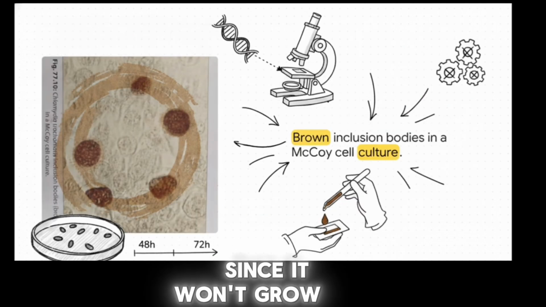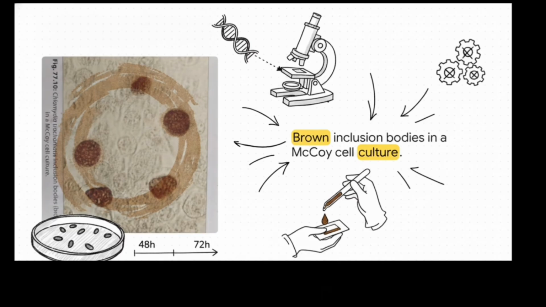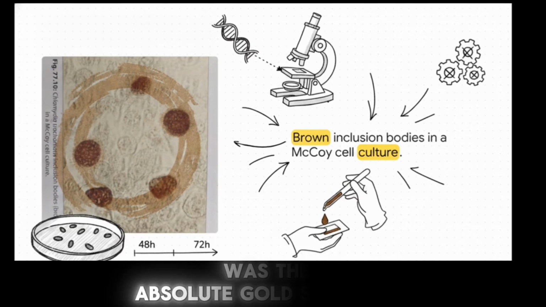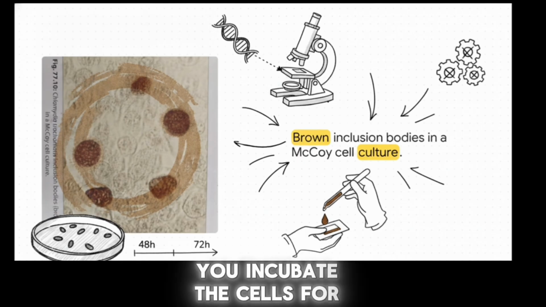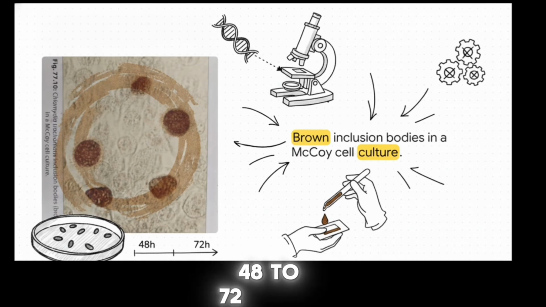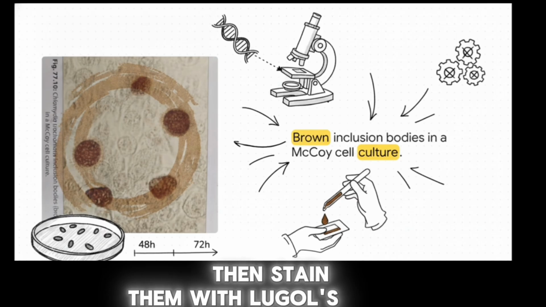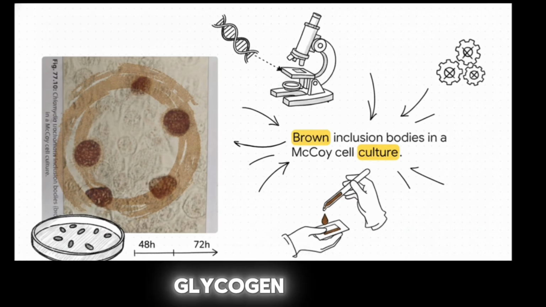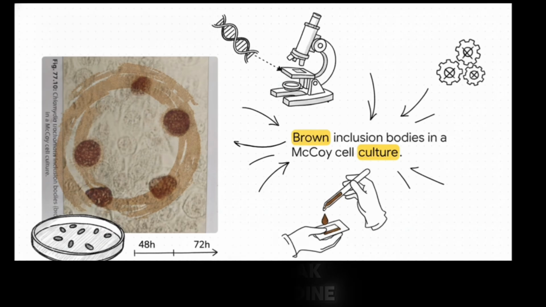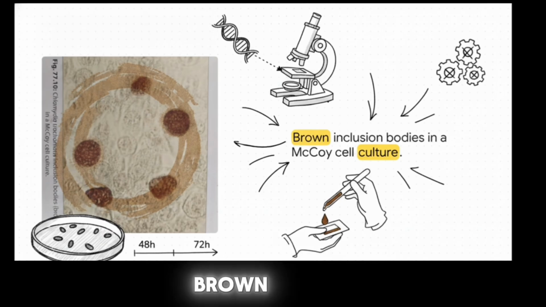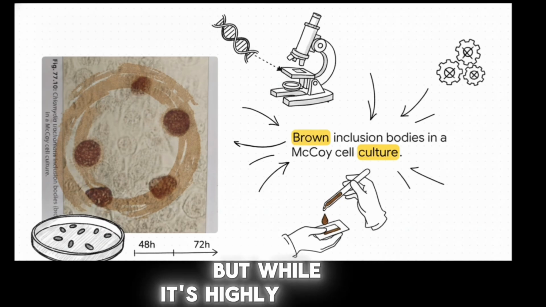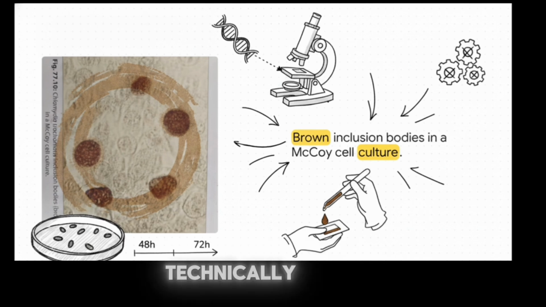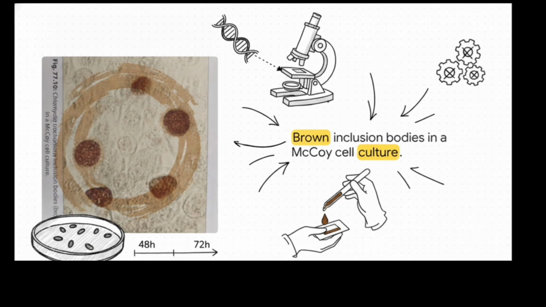Another traditional route is culture. Since it won't grow on artificial media, we have to grow it in living cells, like McCoy cells. For a long time, this was the absolute gold standard. You incubate the cells for 48 to 72 hours, then stain them with Lugol's iodine. Because C. trachomatis inclusions have this unique glycogen matrix, they soak up the iodine and turn a very distinct deep brown color. But while it's highly specific, cell culture is ridiculously labor-intensive, technically tricky, and honestly less sensitive than newer methods.